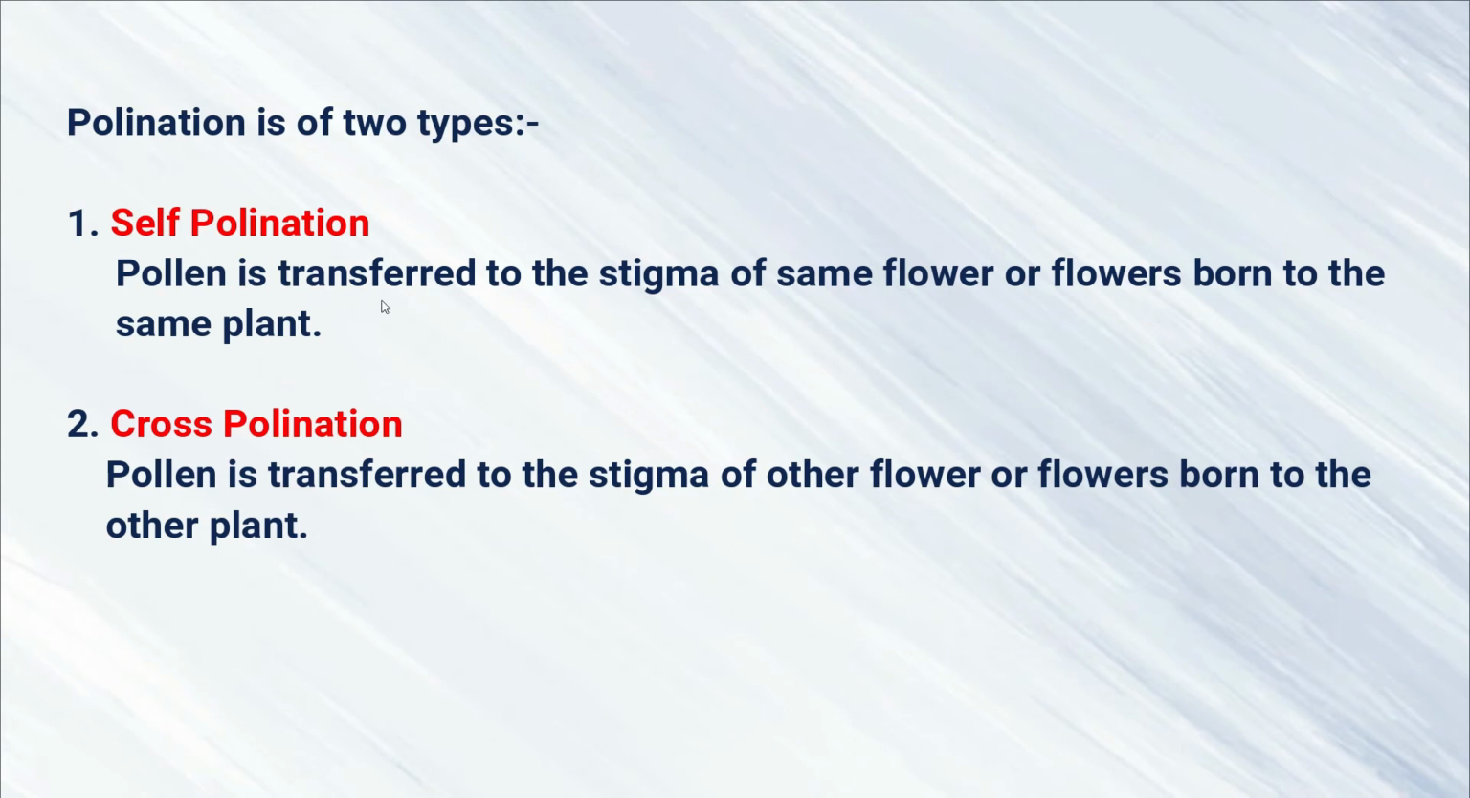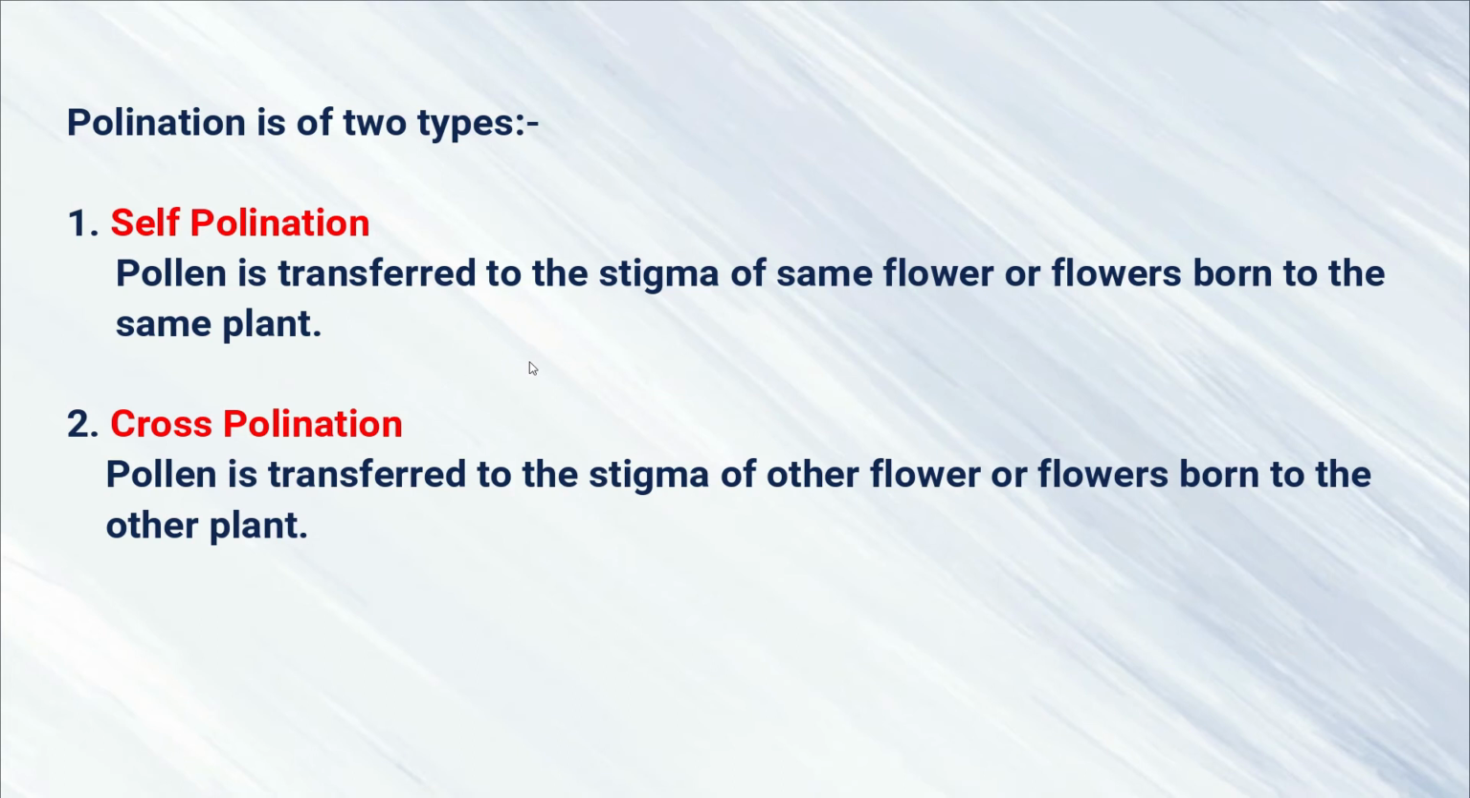When the pollen is transferred to the stigma of the same flower or flowers born to the same plant. Just now in the pollination, we have studied that pollination is what? The movement of pollen from anther to the stigma.